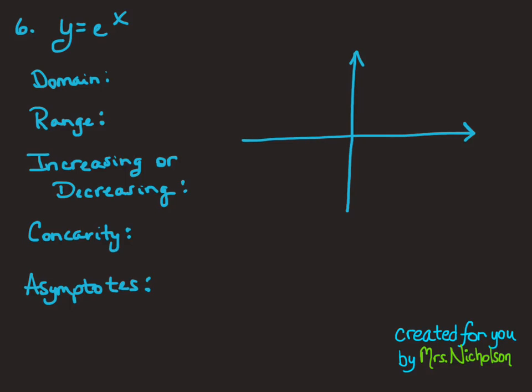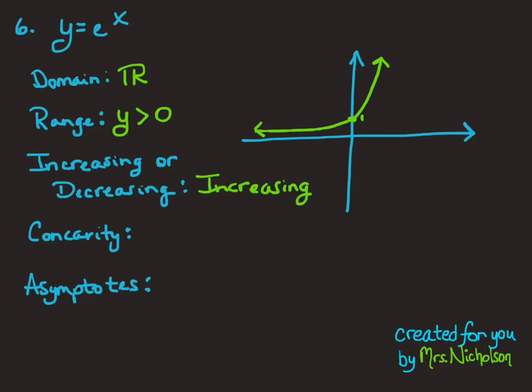When I see your graph, I want it to be crossing the y-axis right here at 1. The graph should look something like that. The domain, of course, is all reals. The range is y greater than 0, not equal to 0, just greater than 0. This function is always increasing, and it is always concave up.